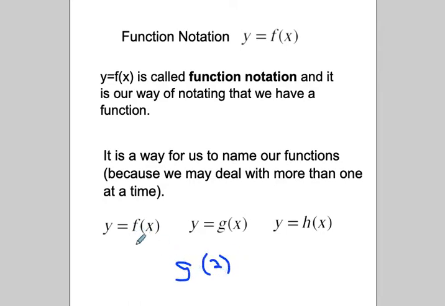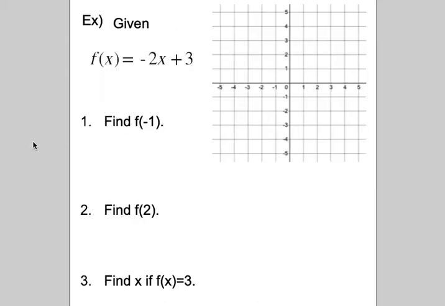So if I were to ask you to find something like g of 2, for example, you wouldn't be using Fred's function for that. You wouldn't be using Harry's function. You'd be using George's function. It's a way for you to identify which function you want to look at.